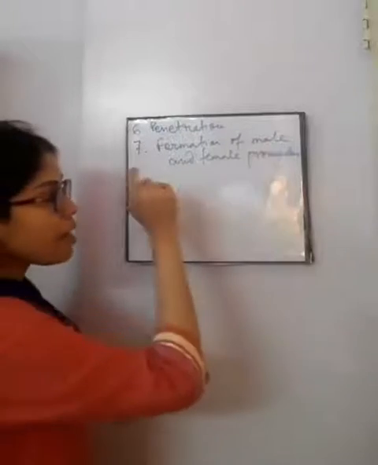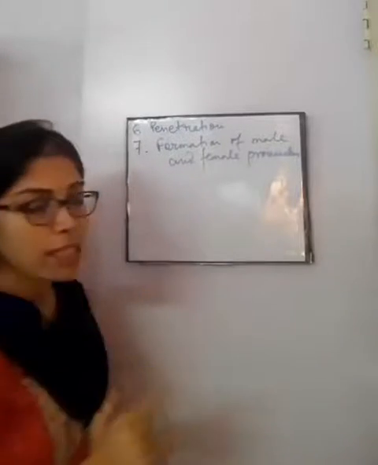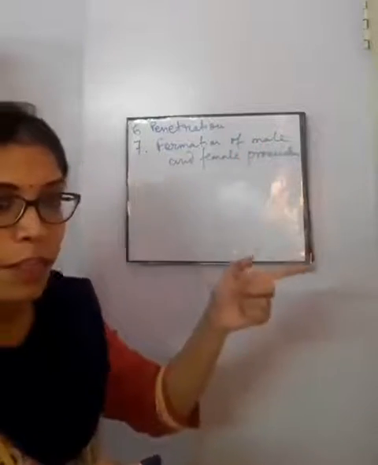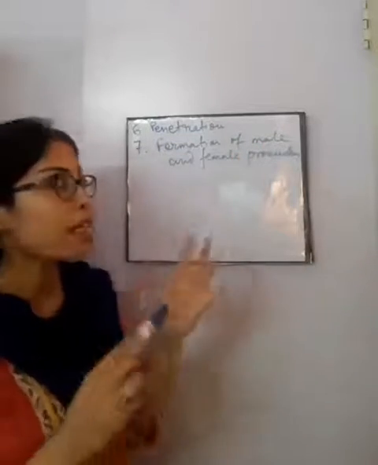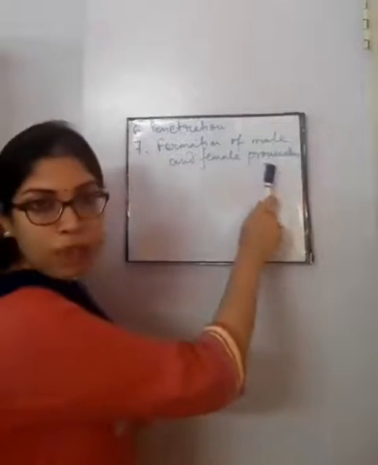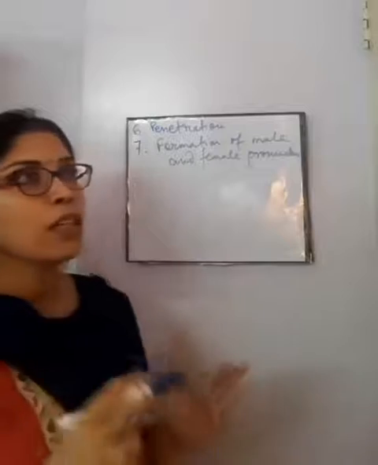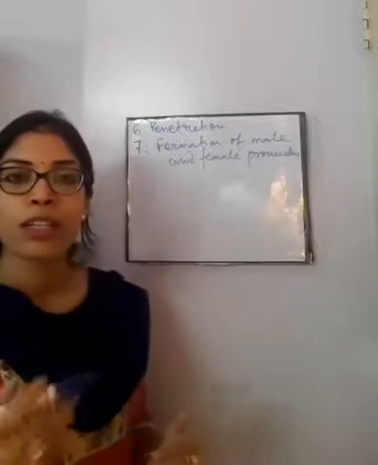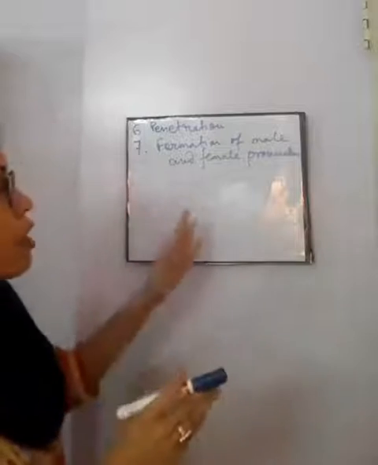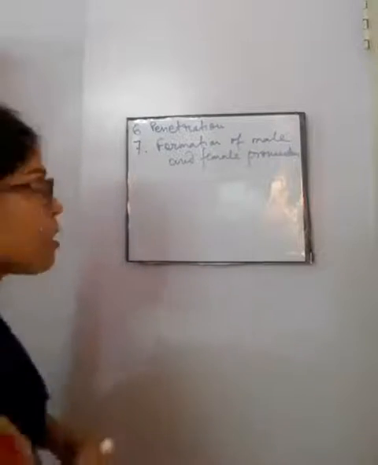So as the male and female pronucleus, yes. As the male gamete, that is the head of the sperm, reaches the ooplasm, there the head of the sperm will be converted into a male pronucleus, and the ovum also undergoes certain divisions and forms the female pronucleus. So here the formation of male and female pronucleus takes place.